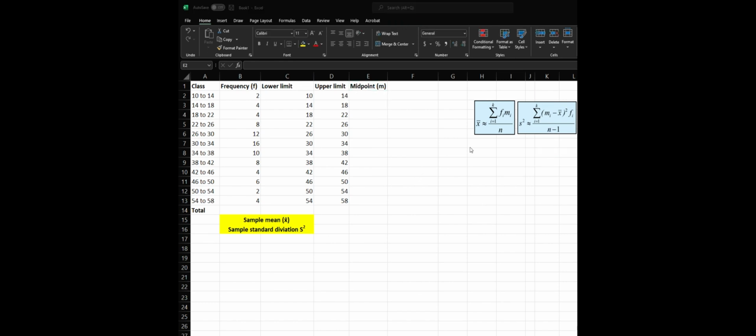And then one good practice, if you want to calculate, you want to make sure that you have a column corresponding to each part of this formula.